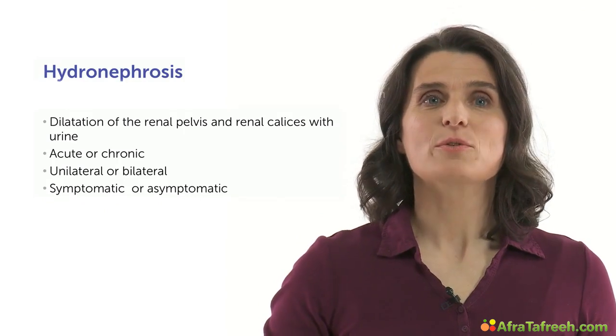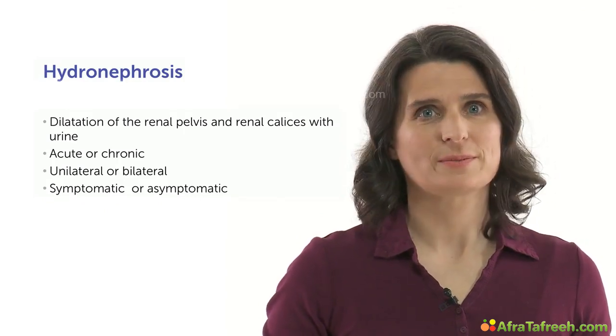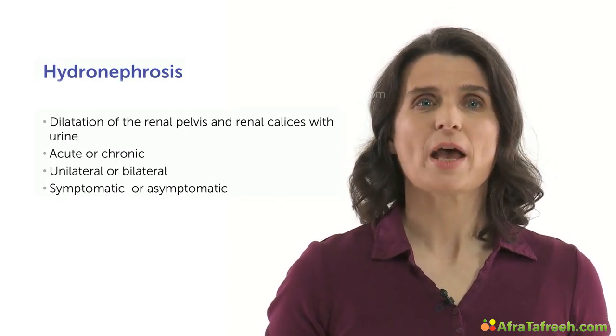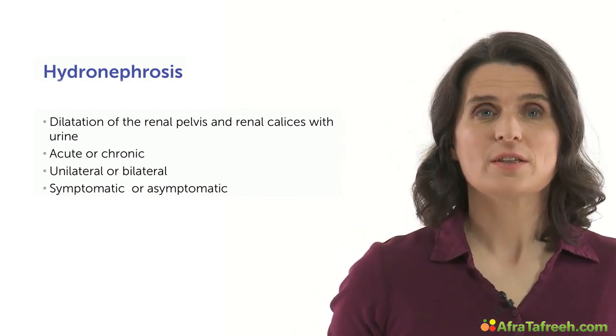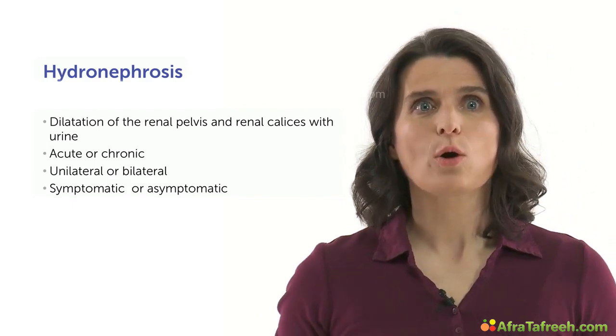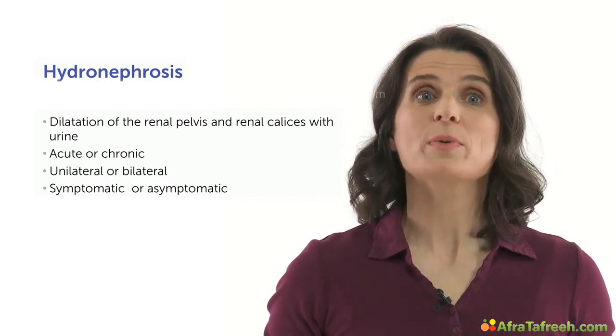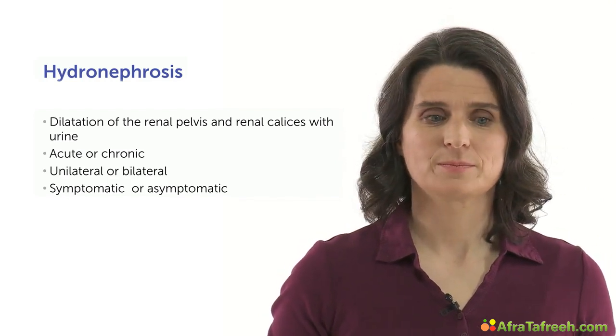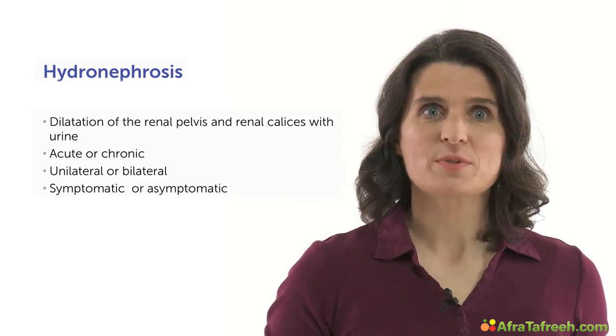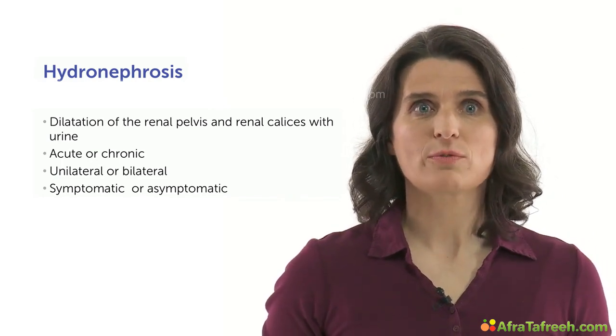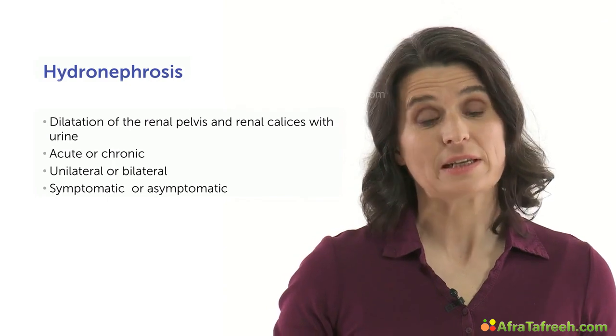Hydronephrosis is a condition which can be easily displayed and assessed with ultrasound. In hydronephrosis, the renal pelvis is dilated with urine. This condition can be acute or chronic. It can occur in both kidneys or only in one side, and the patient can have symptoms or be asymptomatic. Normally, acute forms tend to be symptomatic, and chronic forms can remain undetected for at least some time.